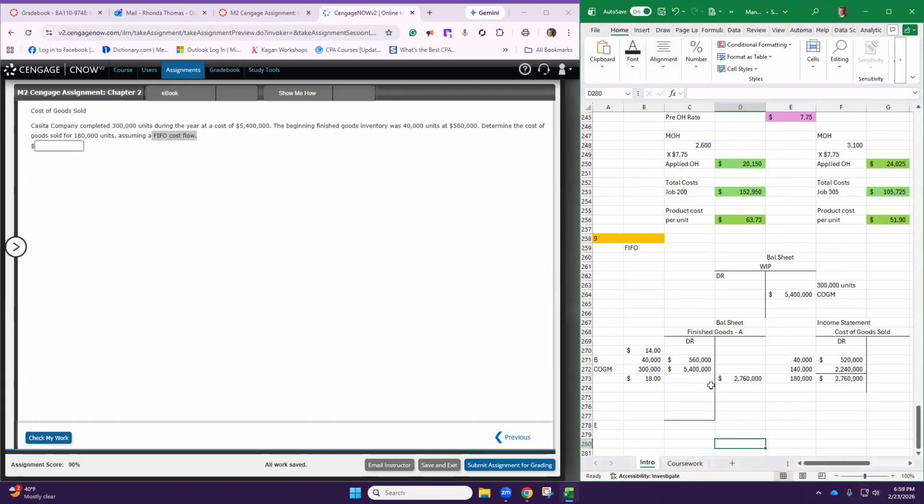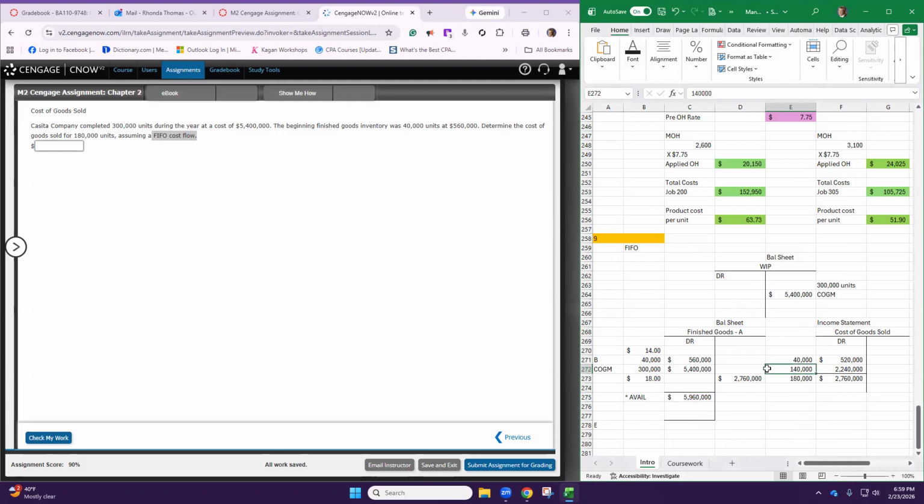Now we're going to just do available. This is very important because you might find yourself with a problem that's a little more complicated. So we're going to add those two together. This is the total available in finished goods that we could sell. If we were to sell out, all of this would go out of here and this would be zero. But determine the cost of the goods sold for 180 units.